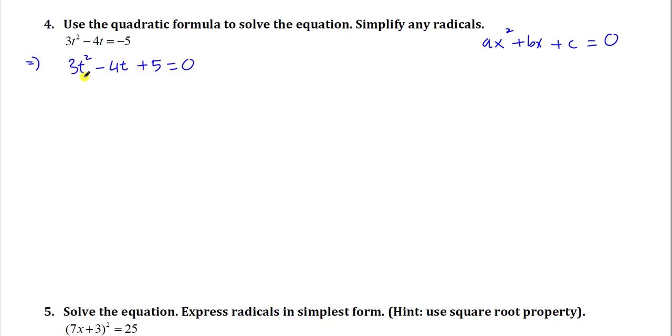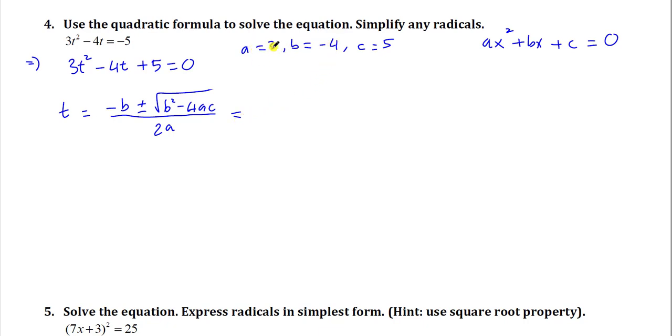And now we can identify a, b, and c from the coefficients of the t terms right here. So a is the coefficient of the squared term, or a is 3, b is the coefficient of the middle term, or minus 4, and c is just a constant, in this case 5. Now remember the quadratic formula. In this example, we are using t instead of x, so I'm letting the variable x now be t. So it's minus b plus or minus the square root of b squared minus 4ac all over 2a.